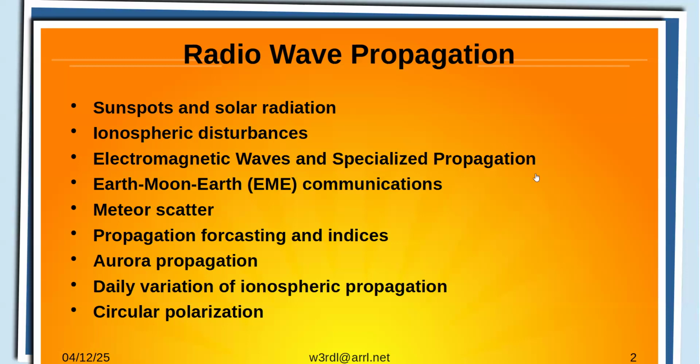Meteor scatter, a little more about Earth-Moon-Earth, or moon bounce. Some of the propagation techniques that they use and the indices, which is probably the hardest part of this to remember, what the A and the K and the G do. And a little on circular polarization at the end, which is a special case of elliptical.